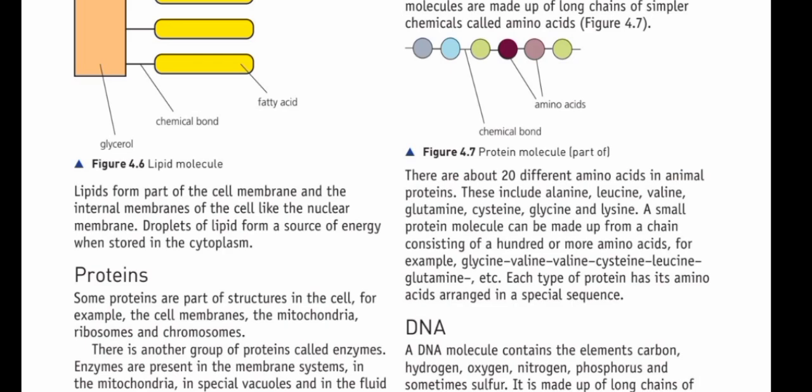In the next lesson, we will discuss another important biological molecule that is known as proteins, including amino acids and the role of enzymes in living cells.